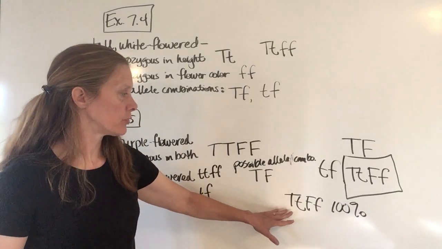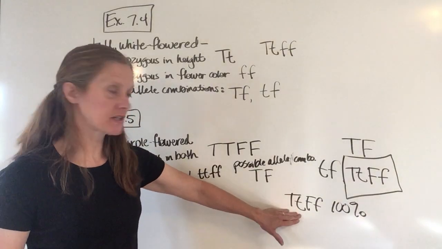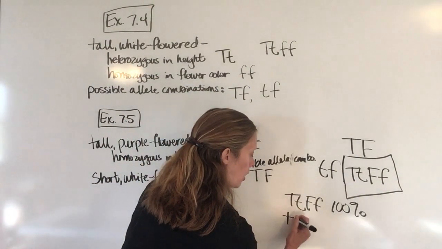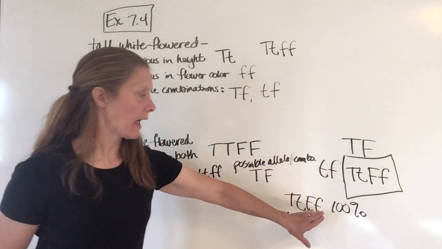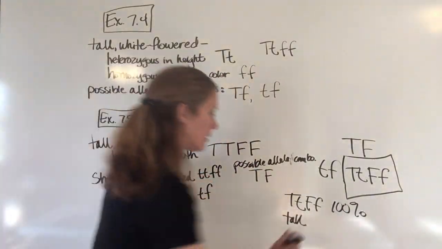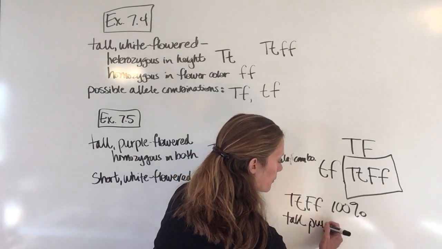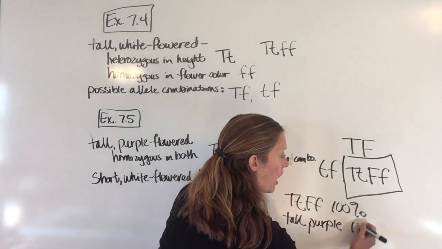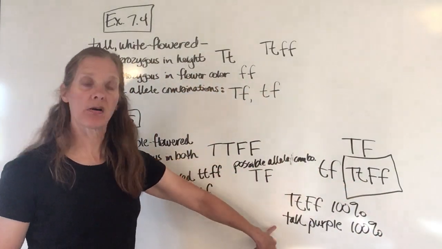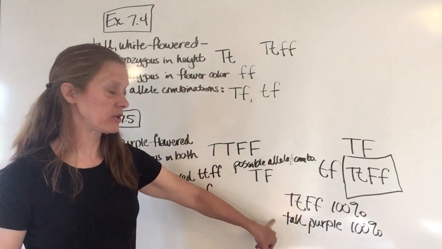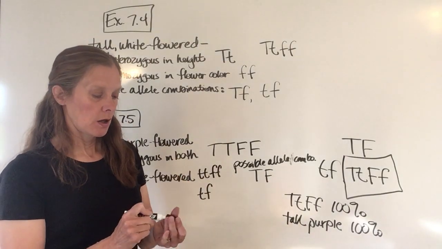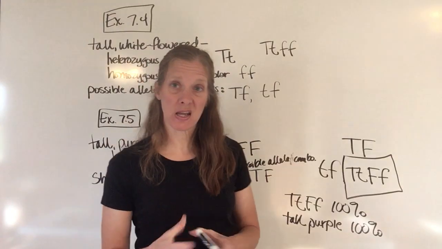What's the phenotype? So what does this plant look like? Is it a tall plant or a short plant? Well, it's got that tall allele, so it's going to be a tall plant. Is it going to have purple flowers or white flowers? Well, again, it's got the dominant allele, so it's going to have purple flowers. And 100% of the plants all have the same genotype, so they're also all going to have the same phenotype. They're all going to be tall, and they're all going to have purple flowers on them, okay? So that was a pretty easy one.